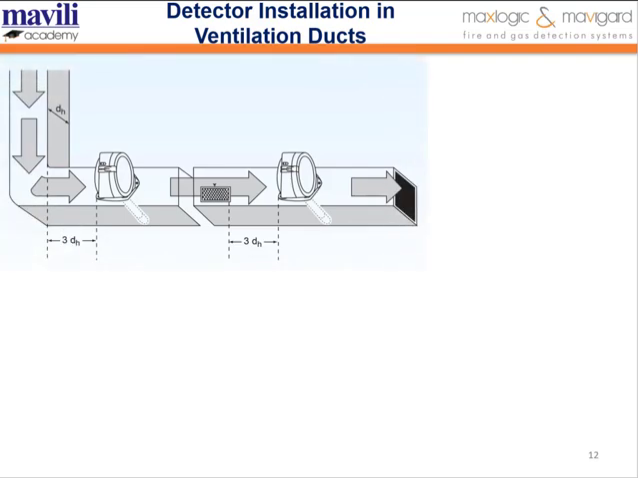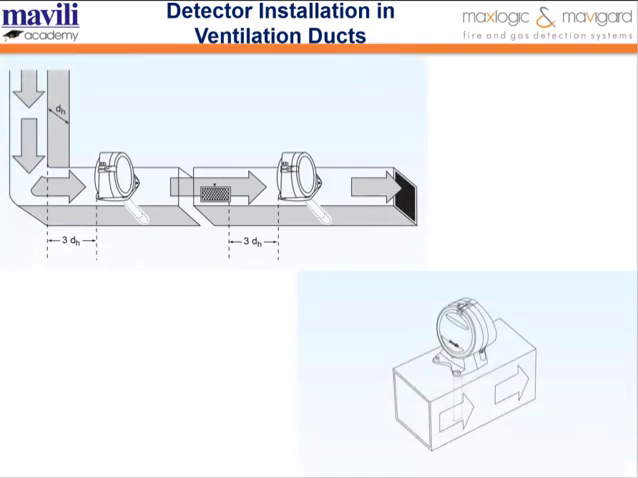Let's also talk about detector installation in ventilation ducts. Why is it important to use detectors in ventilation ducts? It's important because ventilation systems move air from one place to another, and if a fire occurs, smoke can be transported through these ducts before it reaches the detectors inside the room.